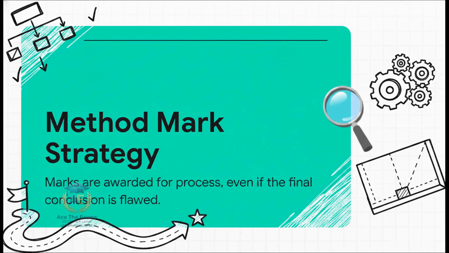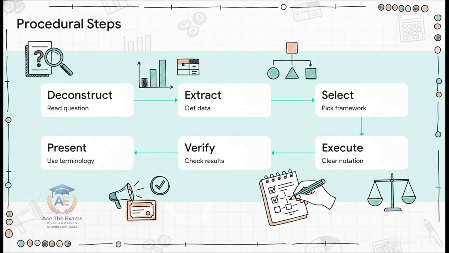If you drop a 0 early on, but your methodology is structurally flawless and clearly documented, you will salvage a massive percentage of the points. Examiners reward the logical journey. Now let's look at the 6 standardized procedural steps to actually execute this.